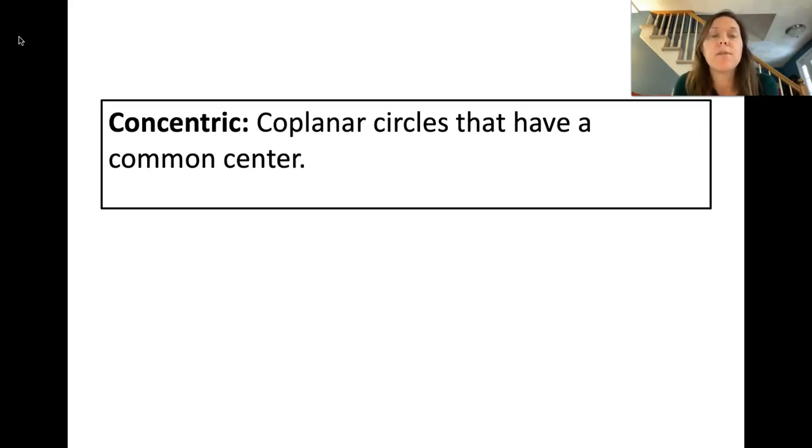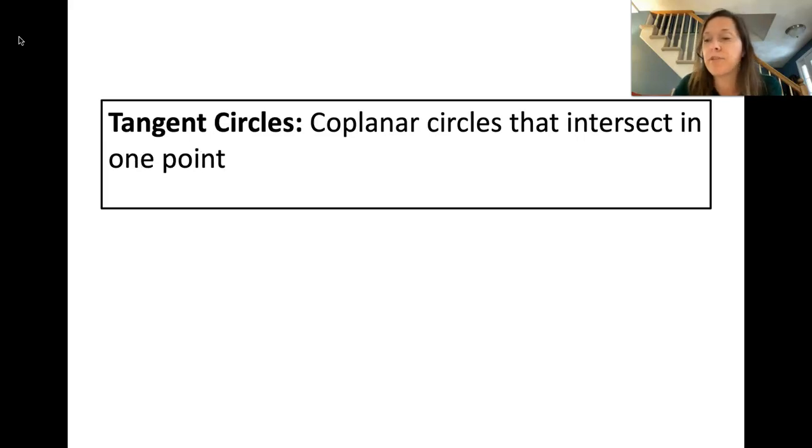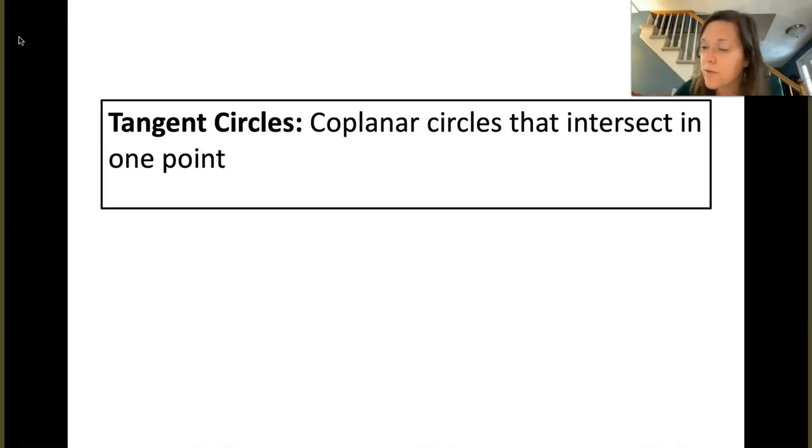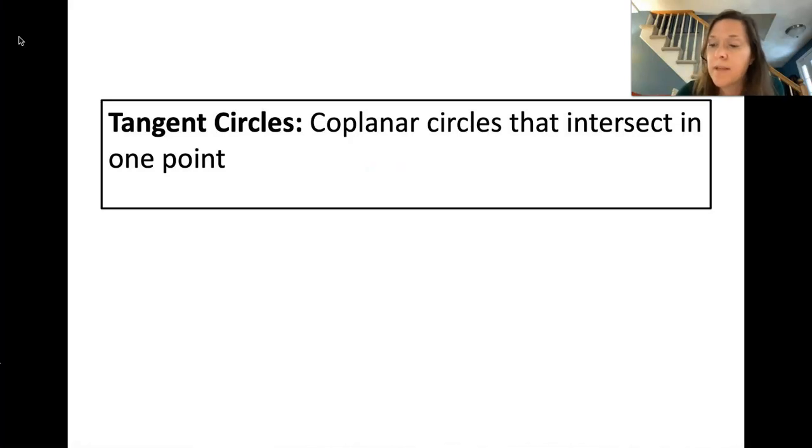Concentric circles are coplanar circles that have a common center. So maybe we should make some pictures of these. Let's go back. So tangent circles are circles that intersect at one point. Maybe something like that. Right, they're intersecting right there in the middle.